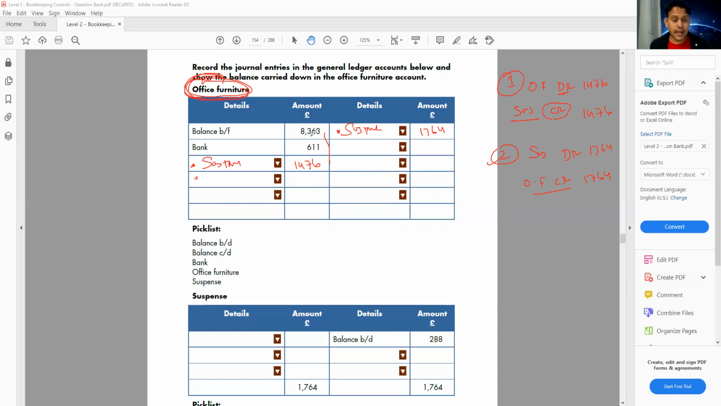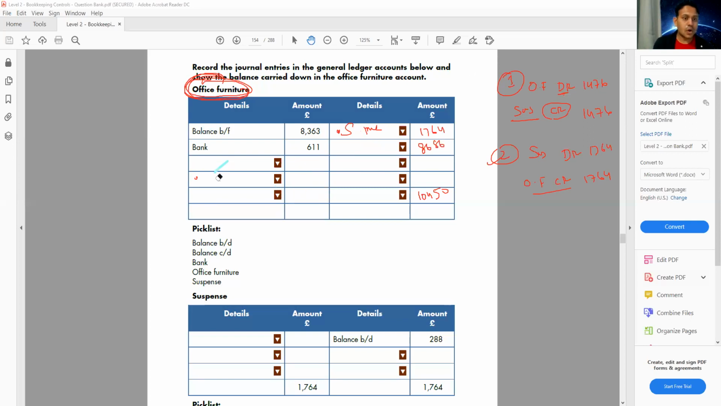After that, we're going to add all of this to make the total. So can you make the total? 8363 plus 611 plus 1476. So the total is 10450. Thank you, Banu. Thank you, Zud. So then we're going to find the balance CD, 10450. How much is the balance CD? 10450 minus 1764. That will give you the balance CD, 8686. Very good.